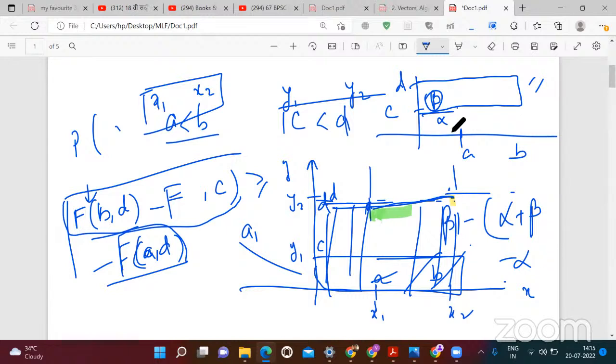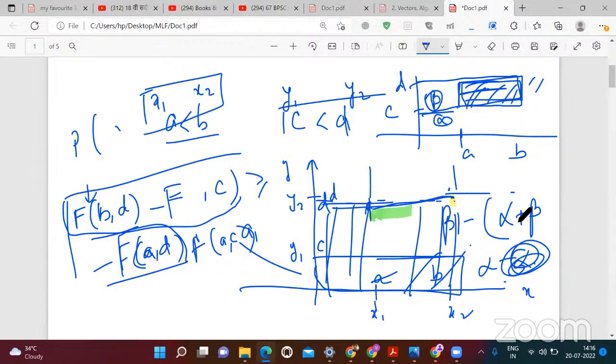Yeah. Okay, so this alpha we need to add it again. So that's why we have added this f of a comma c, just to neutralize this one. So finally we'll have this figure ABCD, this rectangle which you have drawn now, plus this alpha part. This alpha, so finally we will be having only the rectangular part.